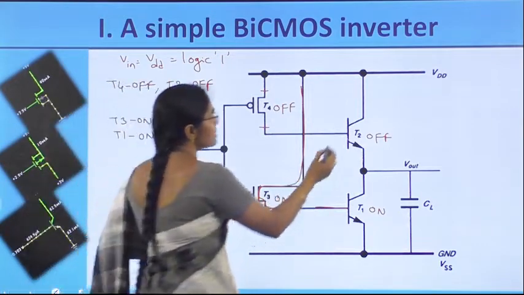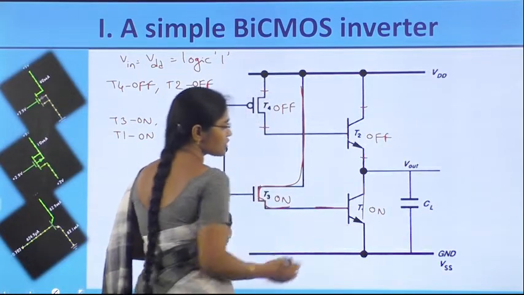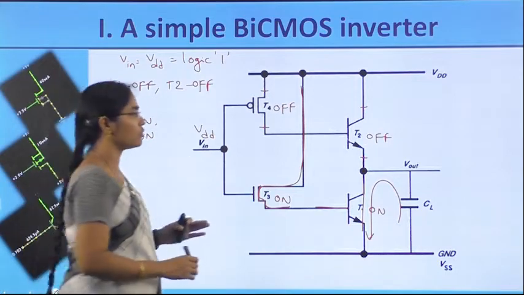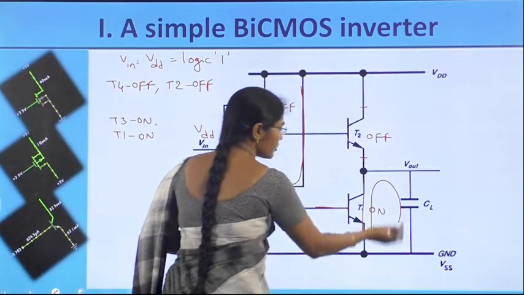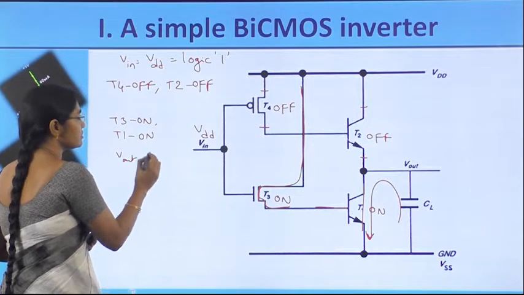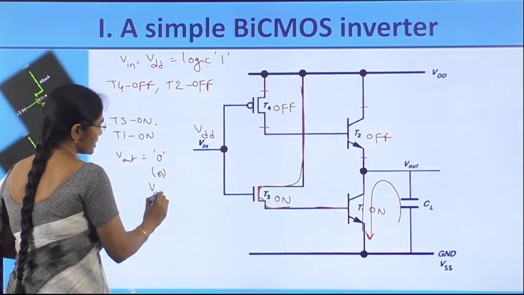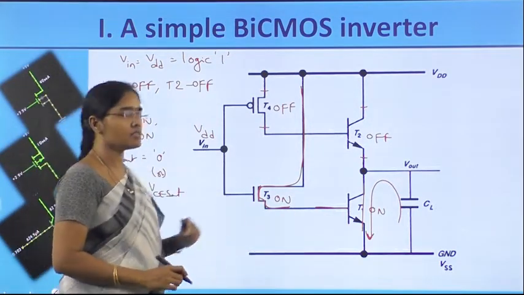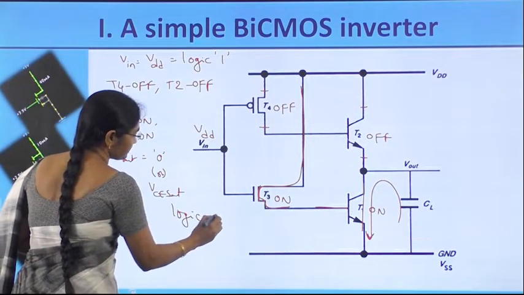Now, what will happen? Since T2 is off, it is an open circuit. T1 is on, it is a short circuit. Therefore, the capacitor has a path to discharge. So the output, which was previously VDD minus VBE, is going to be grounded. So Vout is equal to 0, or exactly equal to VCE sat, which is a very small value, so it can be treated as 0. This is logic 0.